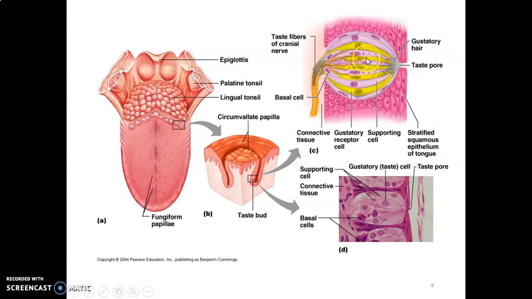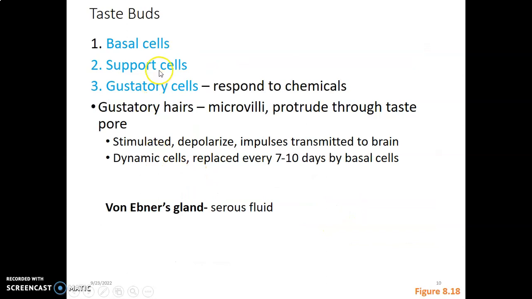Then it enters the taste bud, and the taste bud usually has three types of cells. It has the gustatory cells, which are the receptors that connect to the nerve. Then you have the support cells, also called sustentacular cells, and stem cells, which are the basal cells that help in regeneration. So basal cells are for regeneration, sustentacular cells support the gustatory cells, and the gustatory cells are the receptors that respond to the chemicals.